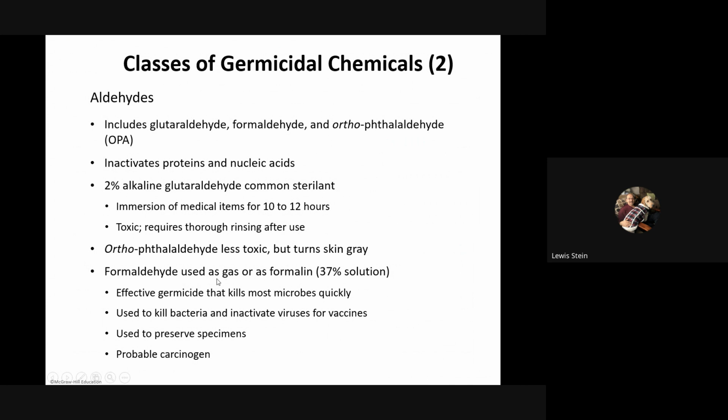So it could be used as a gas. And years ago, we used to use 37% when it was dissolved in water, and it had some clinical applications. People who perspired a lot used to use it. It was very irritating to the skin. It's super effective. They can be sterilants, and it can inactivate virus vaccines, but understand it's probably a carcinogen, and the preservation.